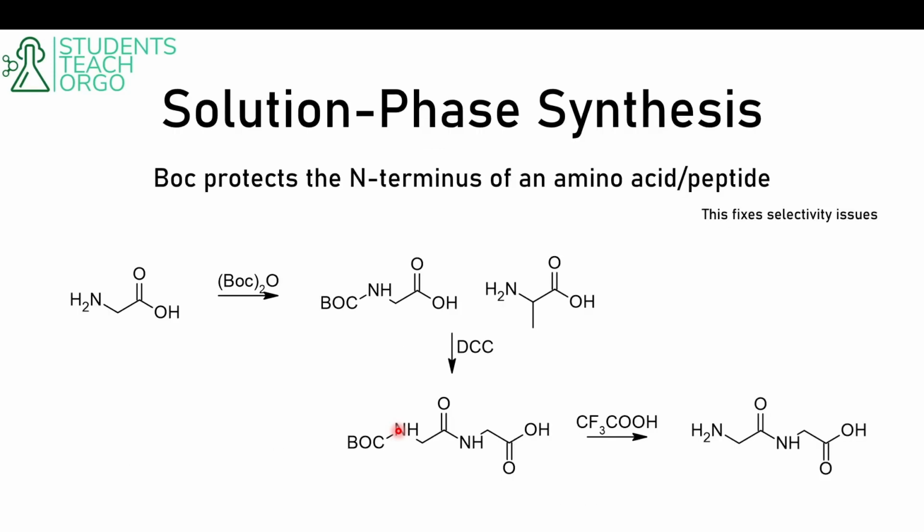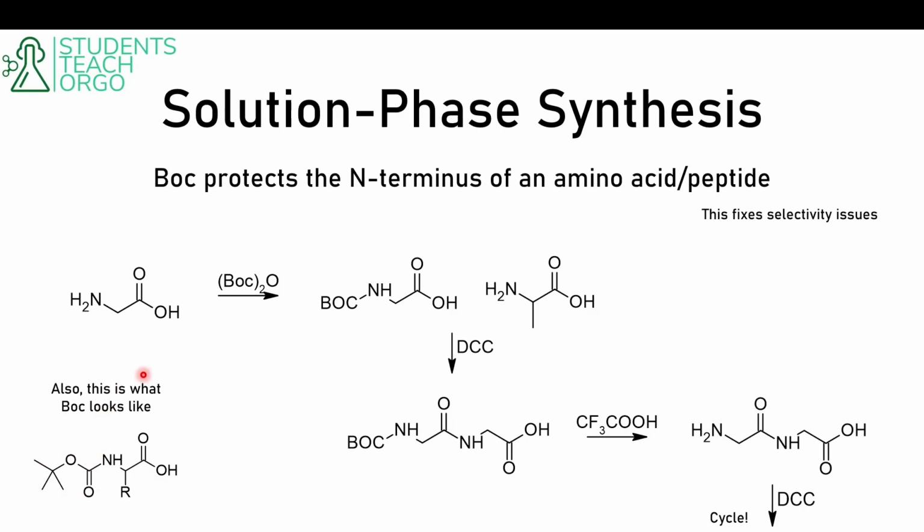And the answer is, we have two ways of doing it. The first one is this solution phase peptide synthesis. And the crux of this is really using a protecting group. So in this case, in the solution phase synthesis, we use this Boc as a protecting group. And just for your reference, this is what the Boc looks like. This part over here to the left of the nitrogen, that's the Boc group.